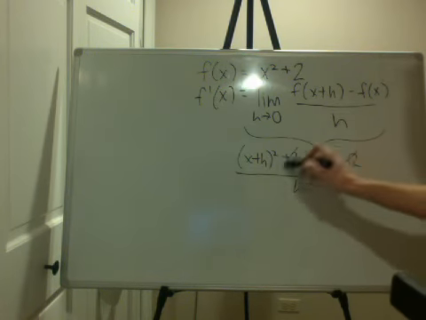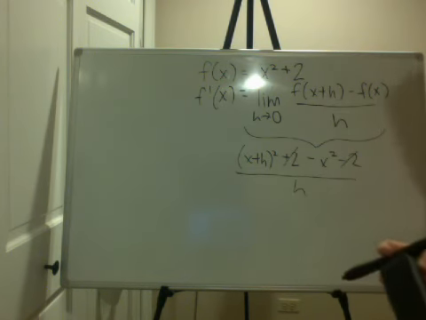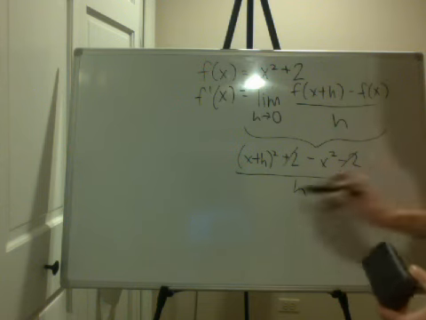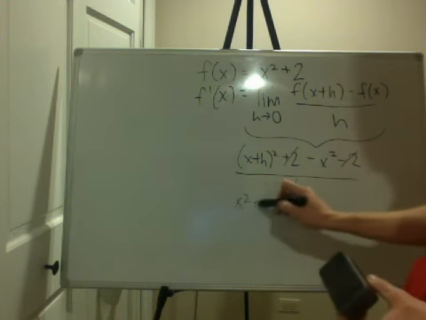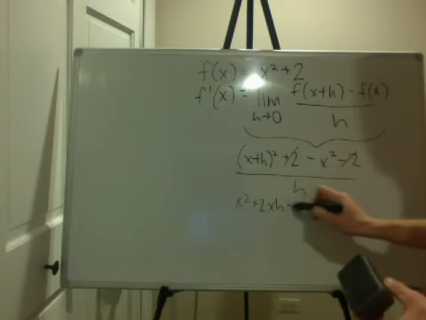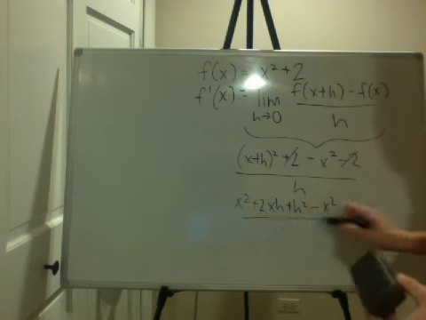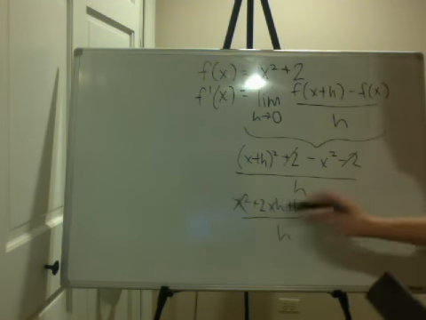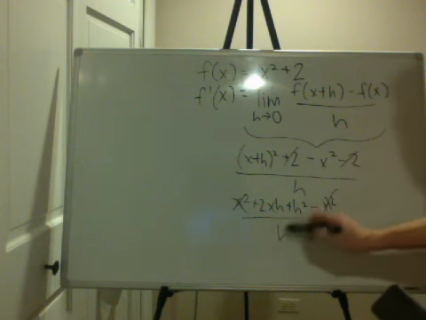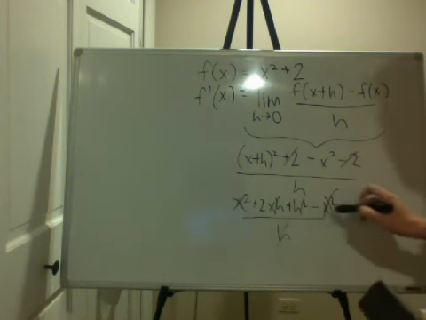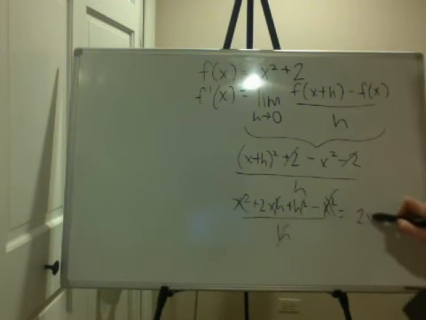The 2's are going to cancel out, and you're going to get x squared plus 2xh plus h squared minus x squared all over h. Now these x squareds are going to cancel out, and one of the h's are going to cancel out. And so you're left with 2x plus h.